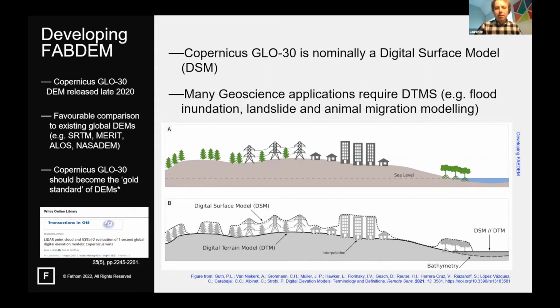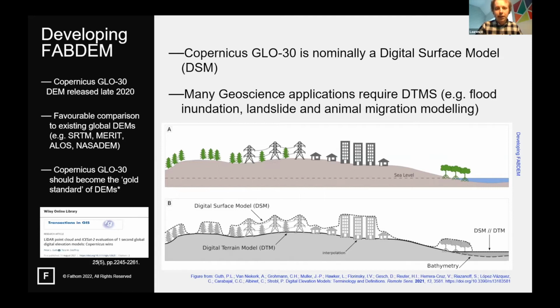However, this is not useful for so many applications. Most applications used in the geosciences, such as flood modelling, which is quite an obvious one, and also things like landslide modelling and animal migration, there's a whole host of different applications, need something called a digital terrain model, and this measures the elevation of the ground.